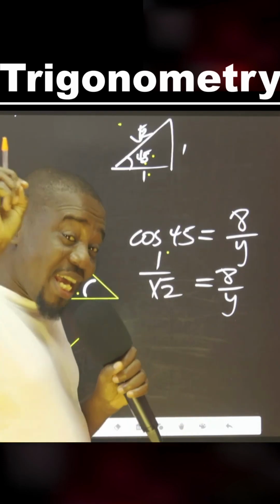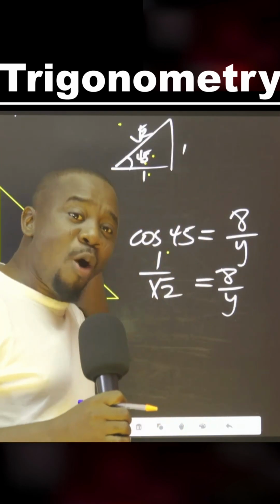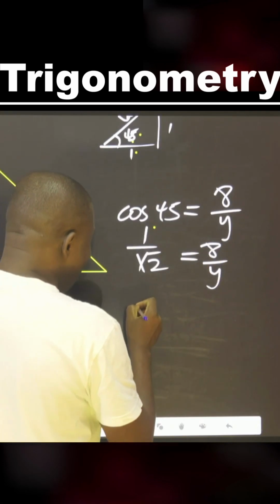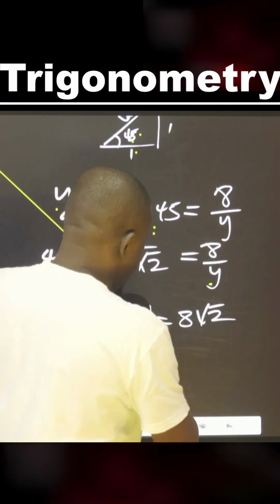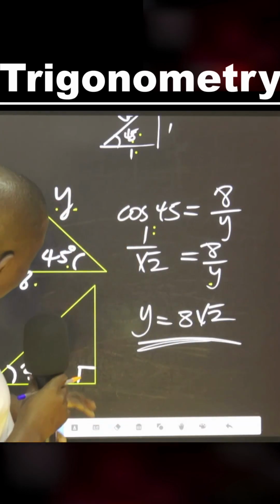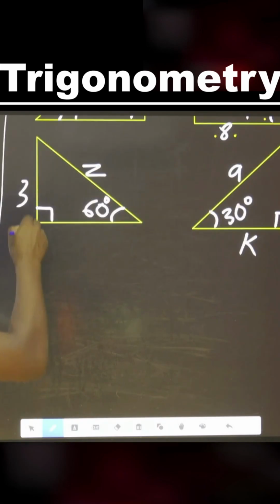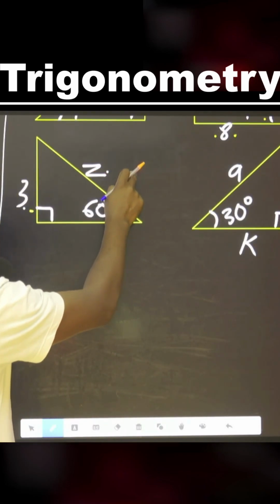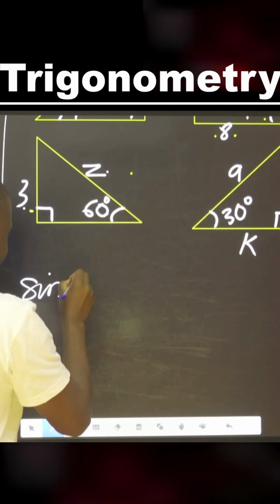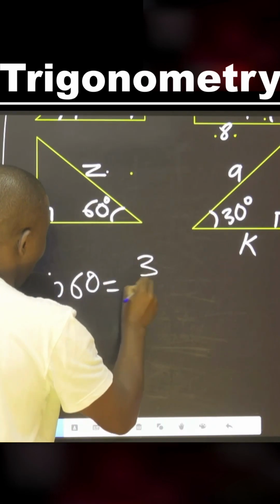No issue. If you have not watched the previous video, go and watch it. So with this now, just cross multiply to have this multiplied by this, Y equals to 8 square root of 2. That is all. Okay? Now, let's go for this. Now we have 3, Z, 60. Opposite and hypotenuse. That is sine 60 is equals to 3 over Z.